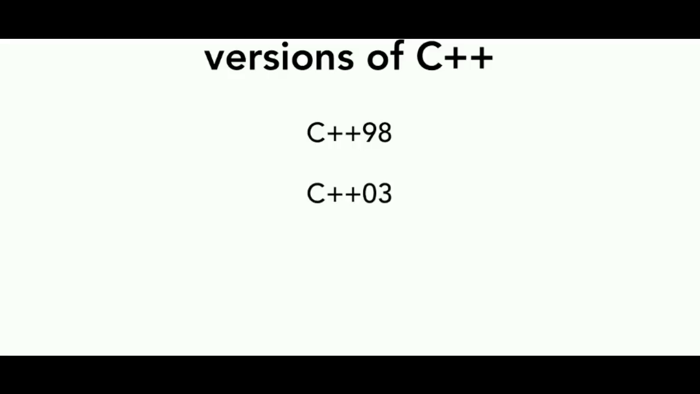C++ 03 was essentially a bug fix release, so it's rarely referred to on its own. Most compilers that support C++ 03 simply refer to it as C++ 98. Technical Report 1, or TR1, is mostly a set of library extensions, including regular expressions, smart pointers, hash tables, and random number generators. Most of this became part of C++ 11.